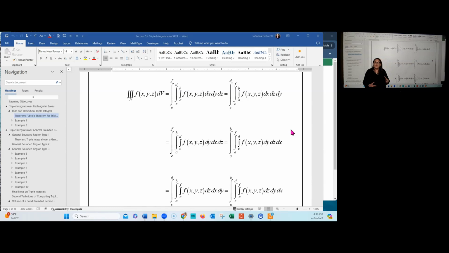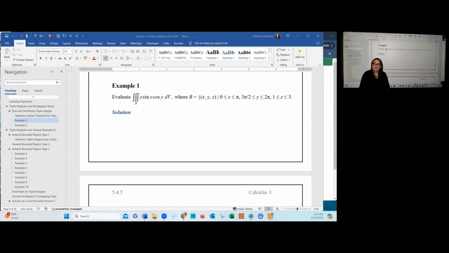However, when we get to general regions, we'll find that some orders are simpler than other orders. So we'll look at how to evaluate which one might be the simplest. We'll work them in different orders so that we can see the different values and show that they do in fact lead to the same result, but one perhaps is better than another. Let's now take a look at example 1.